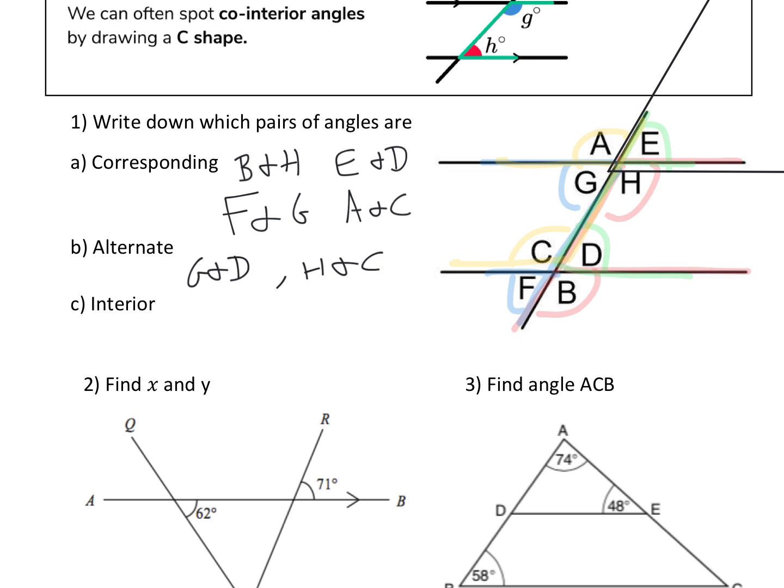And then the interior angles, similar to alternates, they're going to be inside the parallel lines, but if they're on the same side, they are interior. So H and D would add to 180. And same inside the parallel lines on the same side, G and C, they would add to 180.